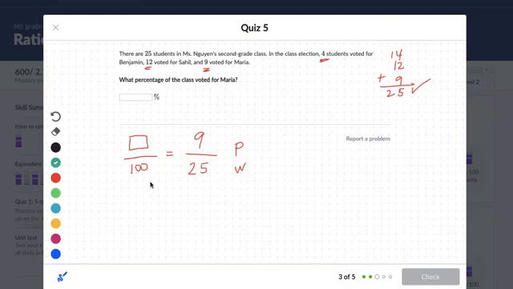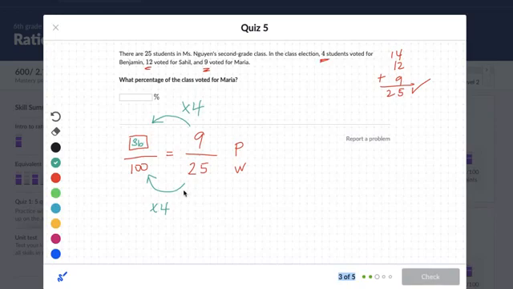So we're going to go ahead and use the equivalent ratios method. Oops, let me go backwards. We're going the other direction to figure out that number. So 25 times 4 gets to 100. So 9 also has to multiply by 4. So that's 36. 36% of the people voted for Maria.